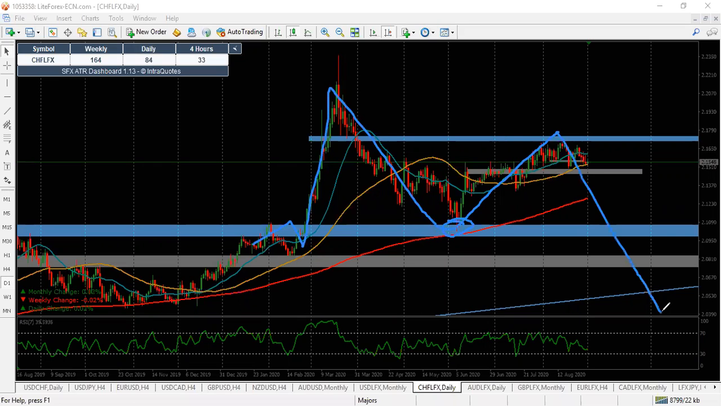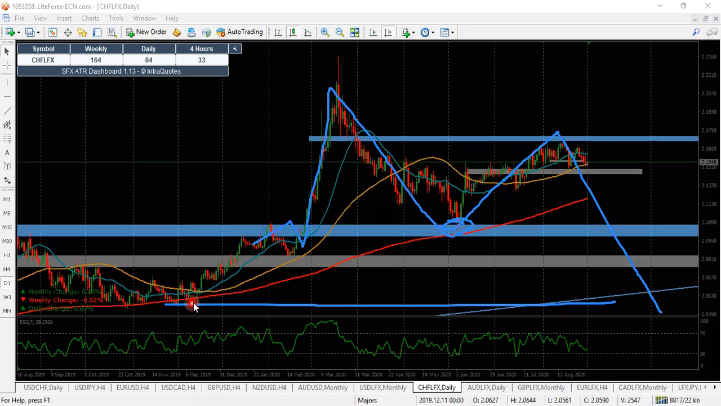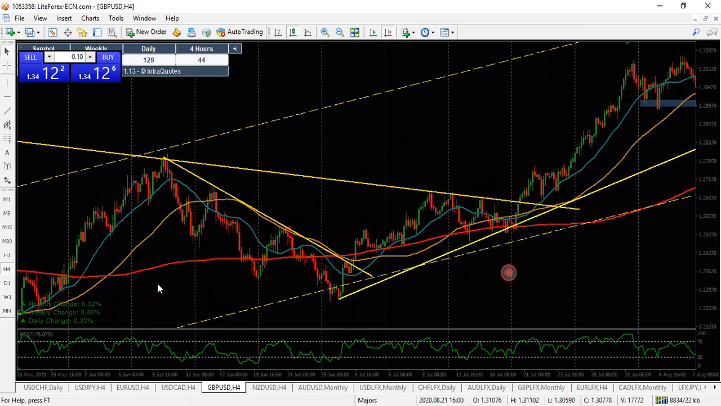So you can expect the CHF to actually truncate one more time into testing this area here, which was also backdated far back to 2019. So I can expect that to happen in the market. But overall, what trade are we going to take with the USD today? So we're not going to take any trade with the USD this week whatsoever.